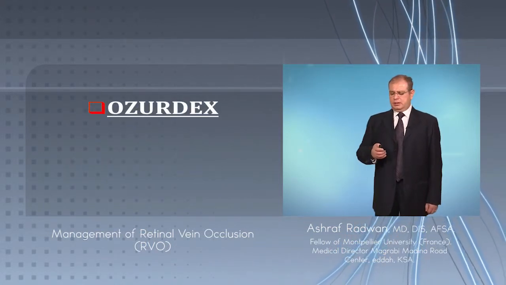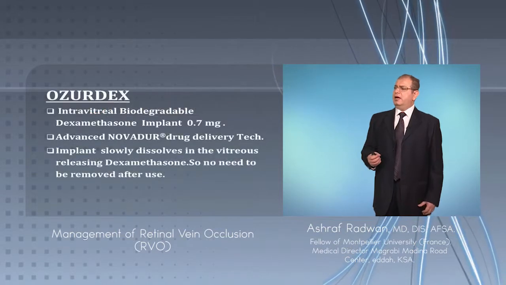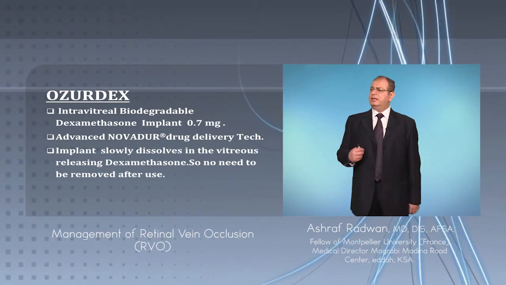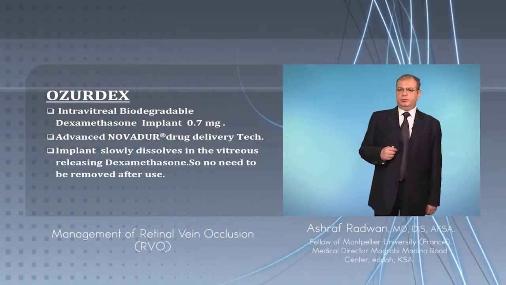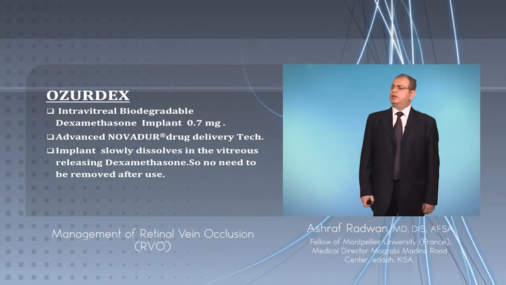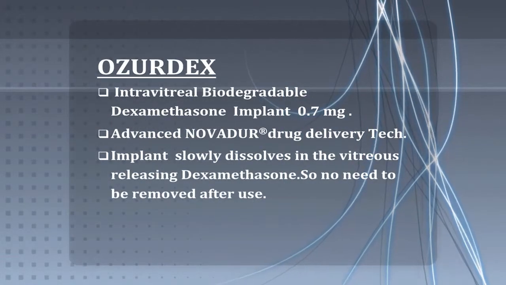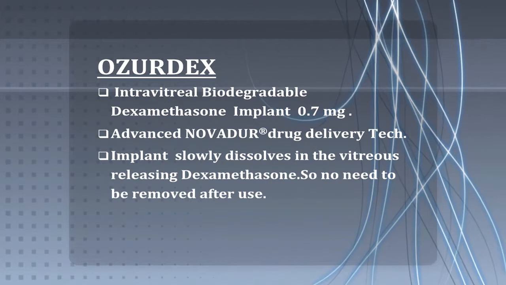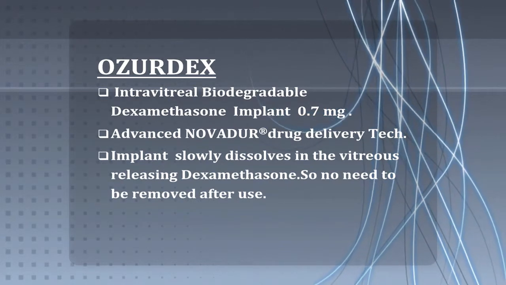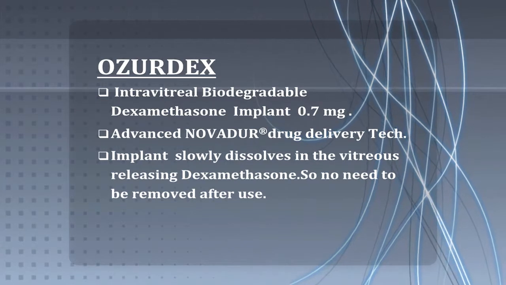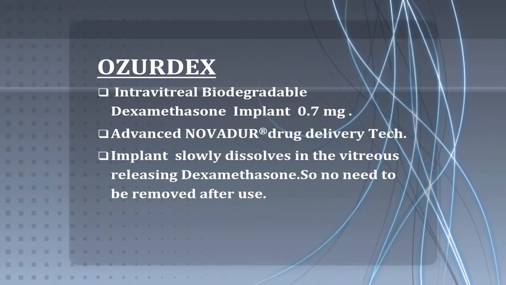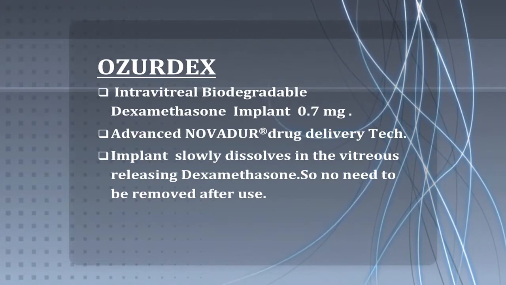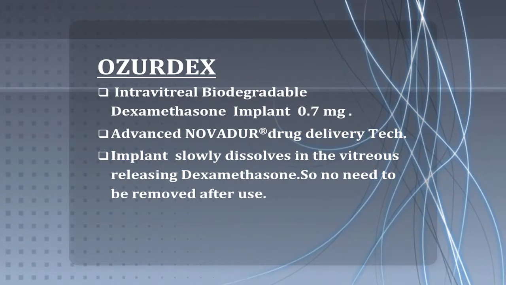The Ozurdex, which is an intravitreal implant, is another idea of injecting steroids inside the eye. It is an intravitreal biodegradable dexamethasone implant, which represents 0.7 milligram. The advantage of the Ozurdex is in the drug delivery technique, which is called Novadur. This implant slowly dissolves in the vitreous, releasing dexamethasone, so there is no need to remove this implant later on from the vitreous. It dissolves by itself, releasing dexamethasone every day.